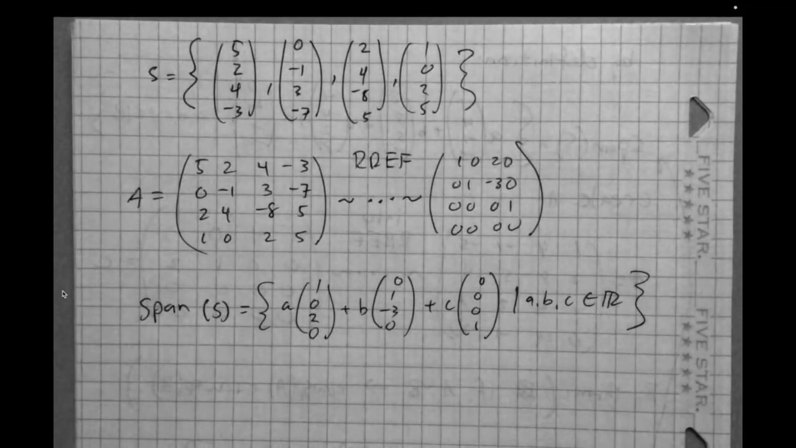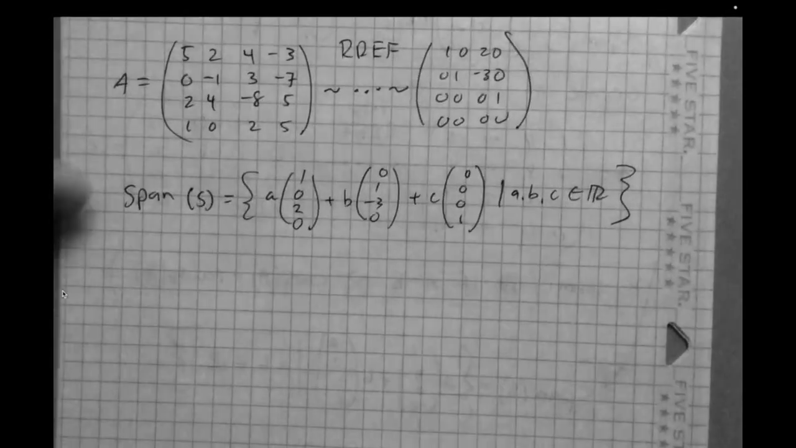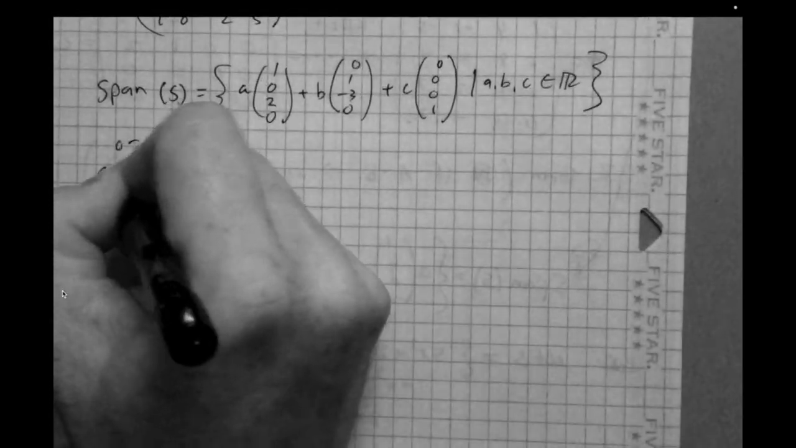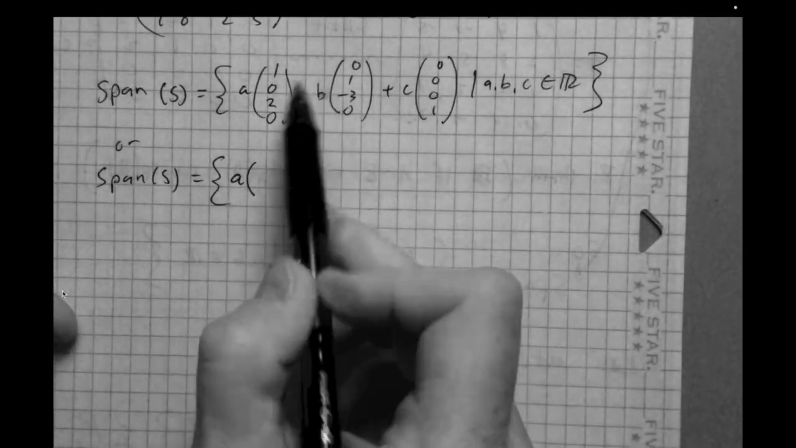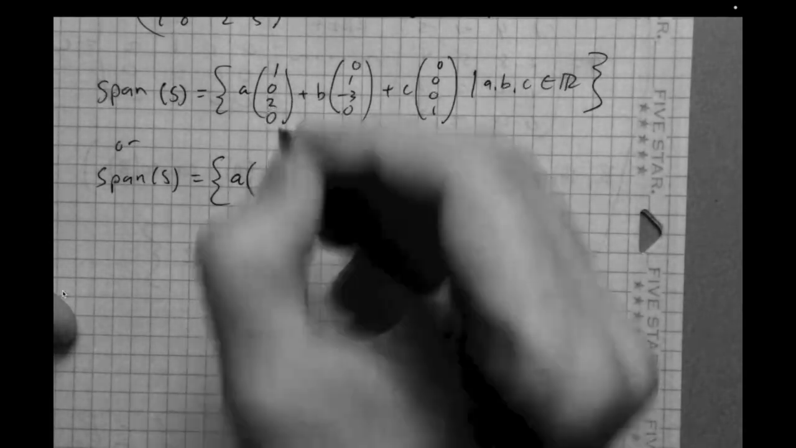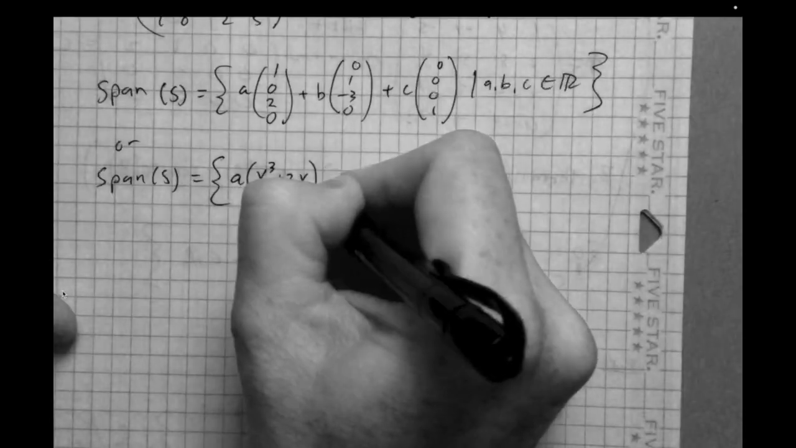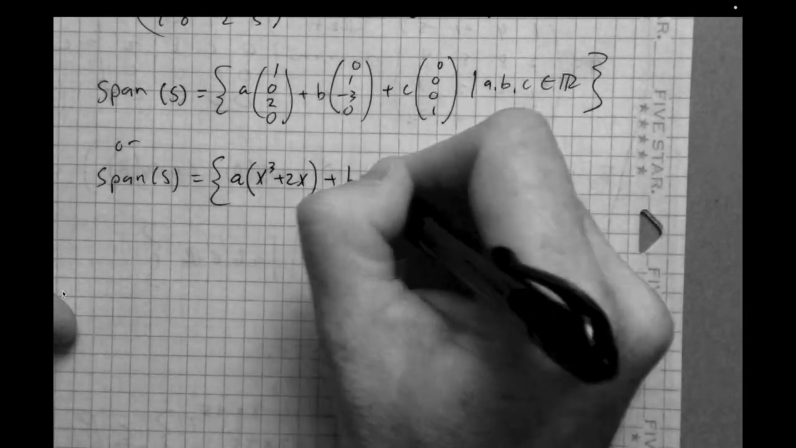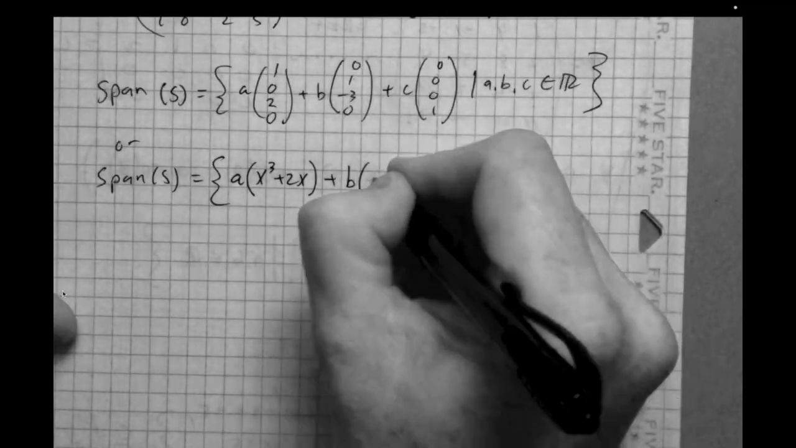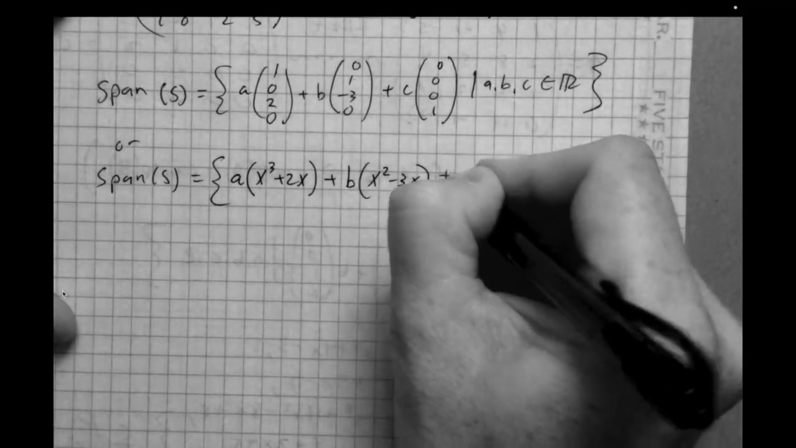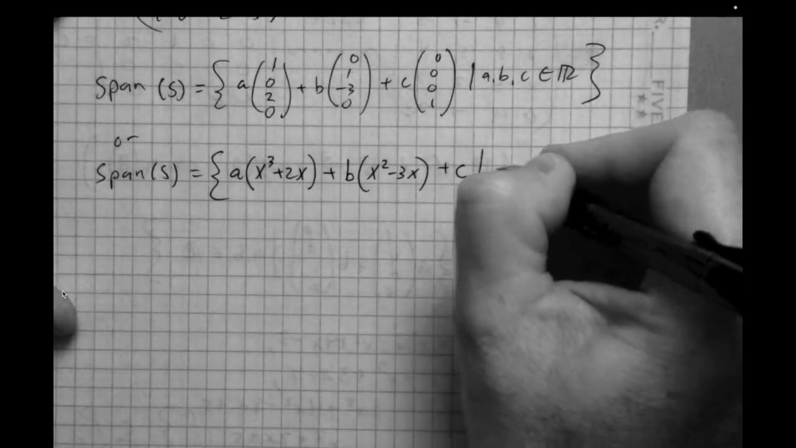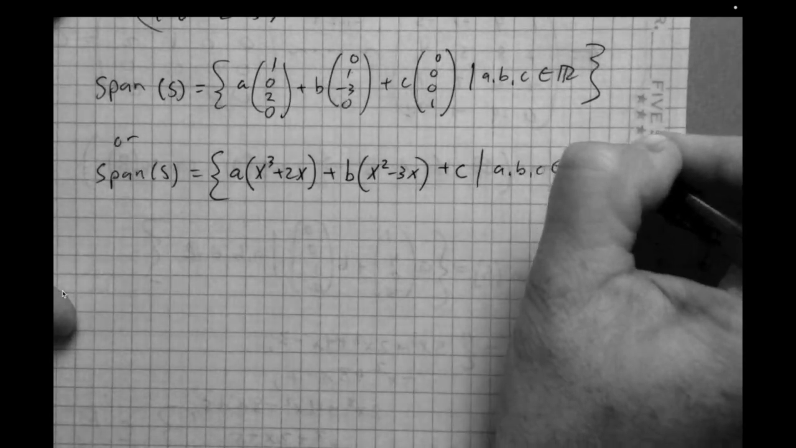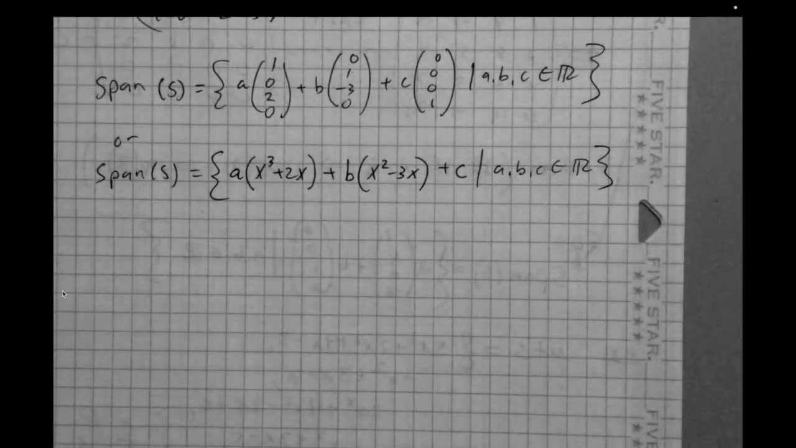Now, of course, we started with polynomials, so let's convert this back to polynomials. So you could write it as A times, now this is x cubed plus 2x, right? And then B times x squared minus 3x. And then this is just C times the constant term. Okay, and that is a simplified expression of the span of S.